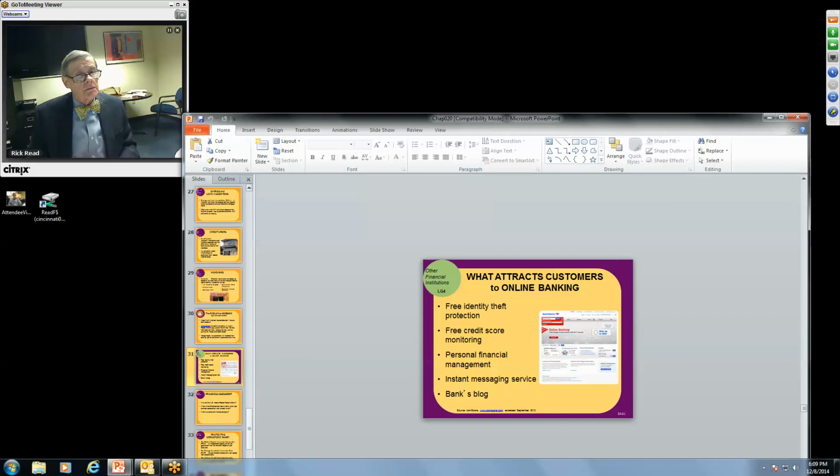Notice what it says here, what attracts customers to online banking: free identity theft protection. Huge issue today. Identity theft is getting more and more prevalent, and we don't know why this is occurring. Sony was hacked pretty badly, from what I understand. Of course, that was probably industrial espionage, but regardless, we have people who hack for various and sundry reasons. Many of them don't think they're causing any harm. They get into this business and they just do it and do it.